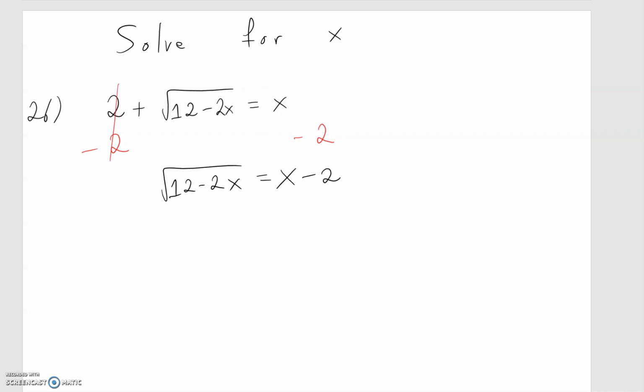Now that I have the radical all by itself, what do I do? I need to raise both sides to the power of the index. This is a square root, so I will square both sides.